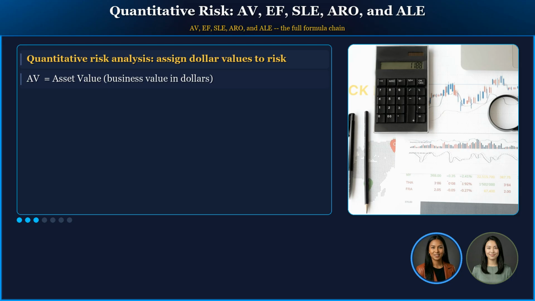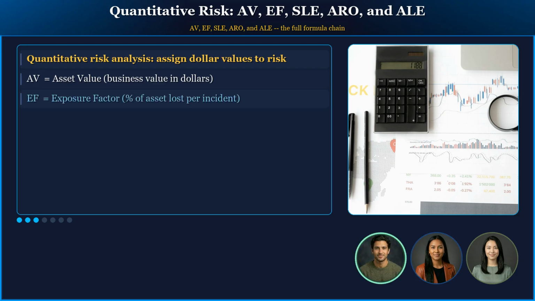A database server hardware might cost $5,000 to replace. But if it stores the customer records that drive your entire revenue model, the asset value is in the tens of millions. Exposure factor is a percentage, the proportion of the asset's value lost in a single incident. If a fire destroys 40% of a warehouse, the exposure factor is 40%. If ransomware encrypts 100% of a file share and backups are also compromised, exposure factor is 100%.